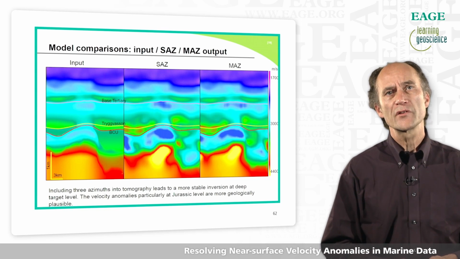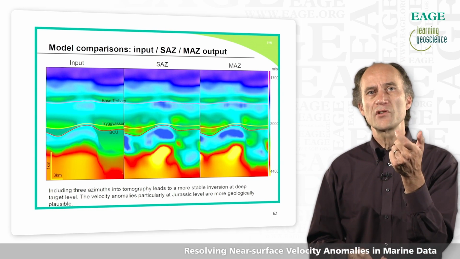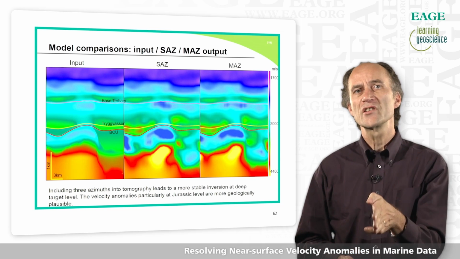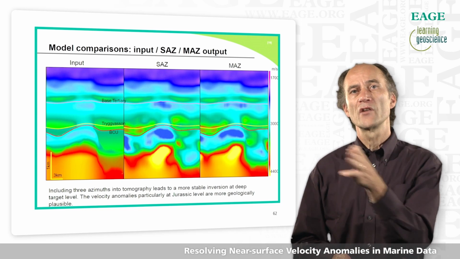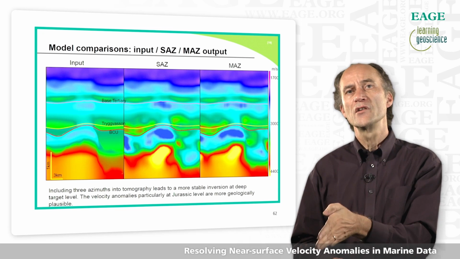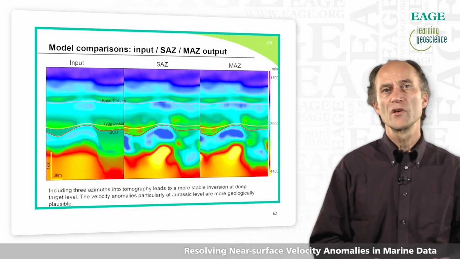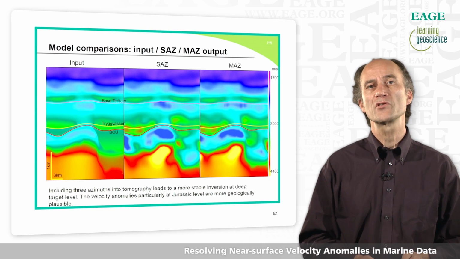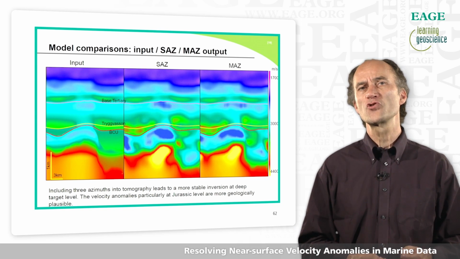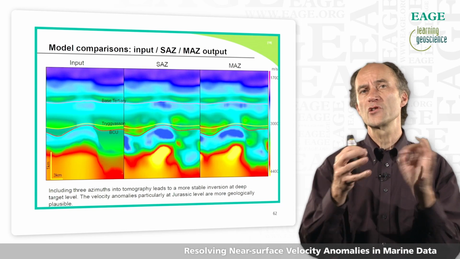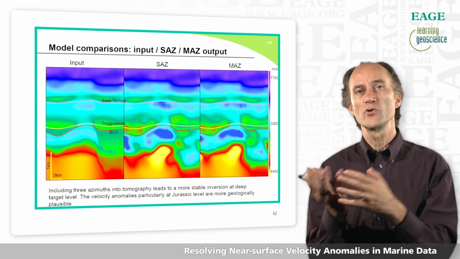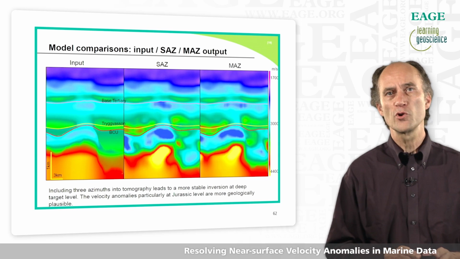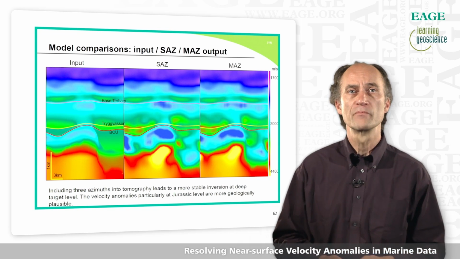So here's an example of that. This is the input velocity field, in the middle an update using a single azimuth tomography, and on the side there the MAS is including 3 azimuths in the update. What you tend to find is you get a simpler model if you bring in more azimuthal information, because the tomography is not struggling to find a velocity distribution to explain the data incorrectly. With more data you can do a better job. So a simpler, more geological model is what you hope to get out of it.